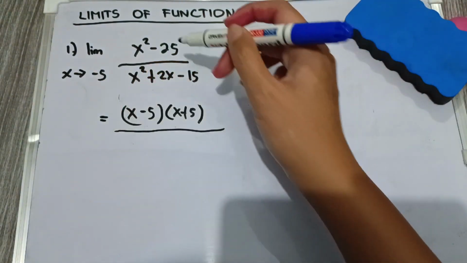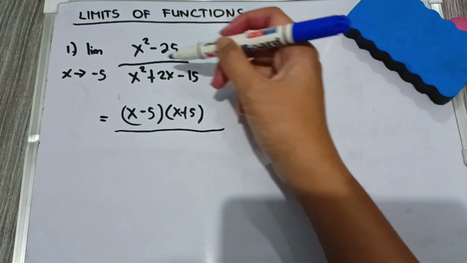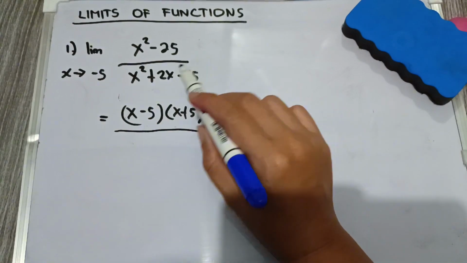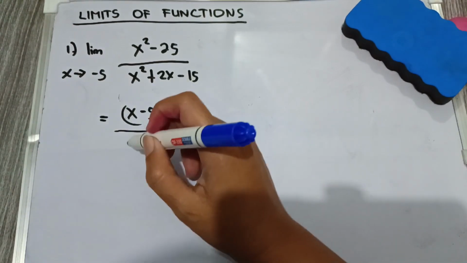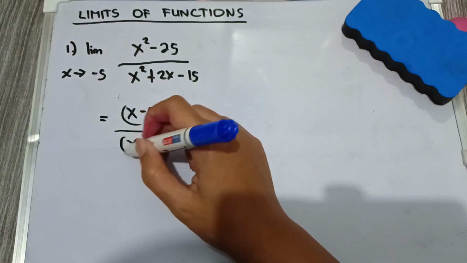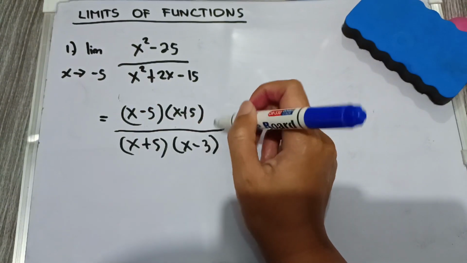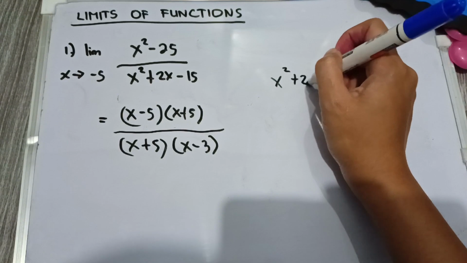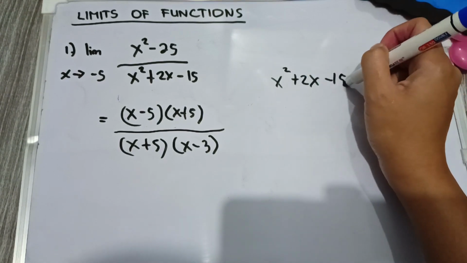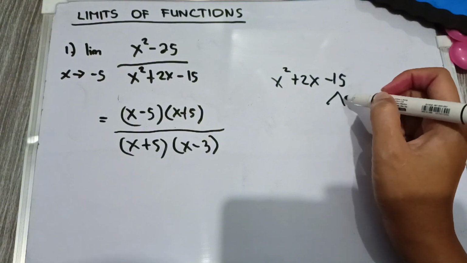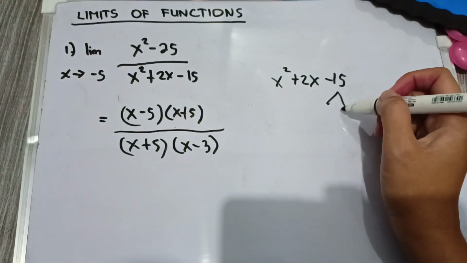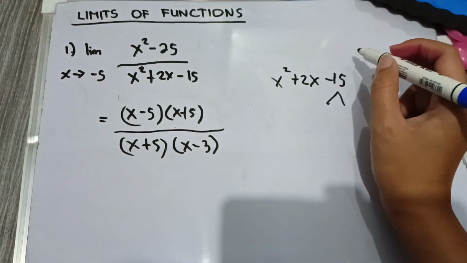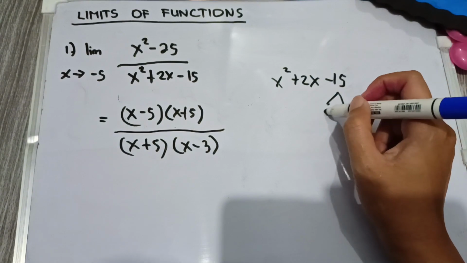After we have factored the numerator, we also need to factor the denominator. The factors of this denominator are x plus 5 and x minus 3. How do we come up with that? It's like this: x squared plus 2x minus 15. We need two numbers multiplied that will give negative 15. So we have 5 and 3.